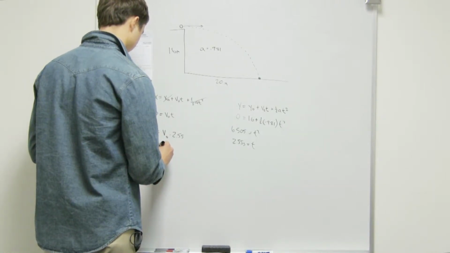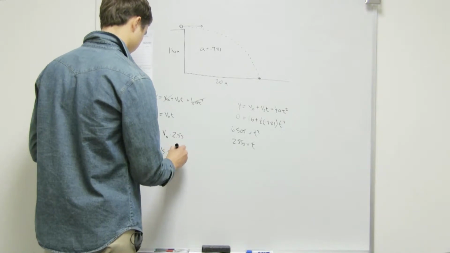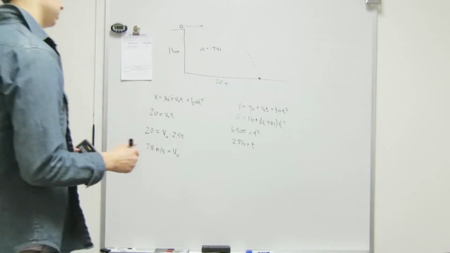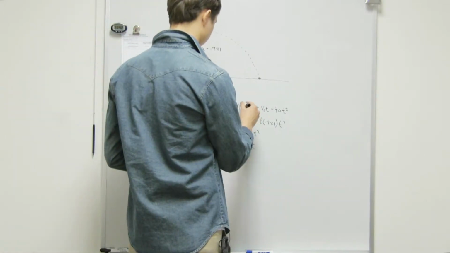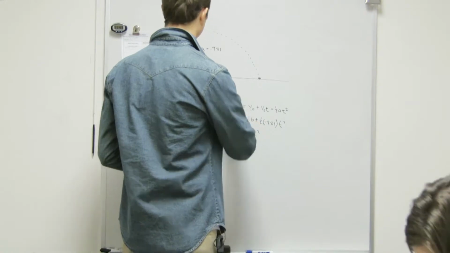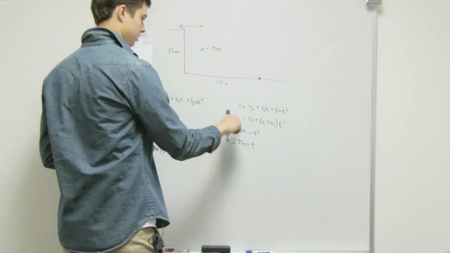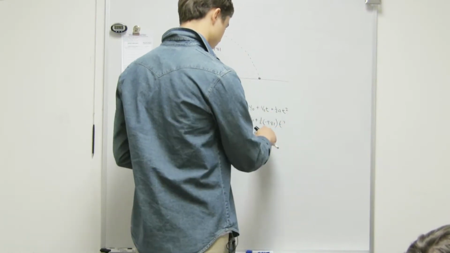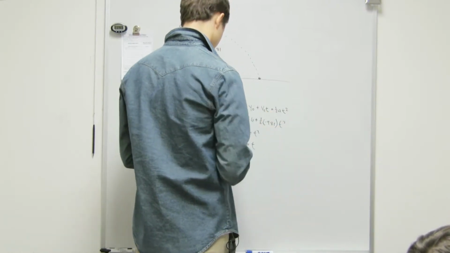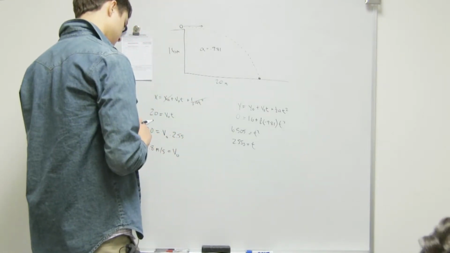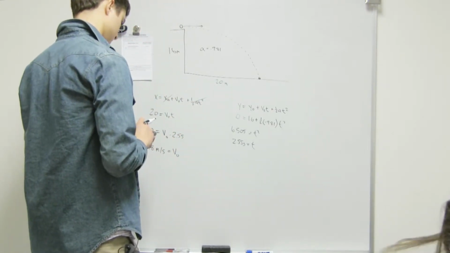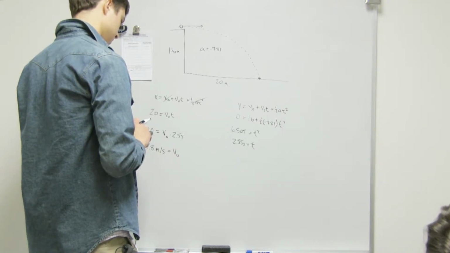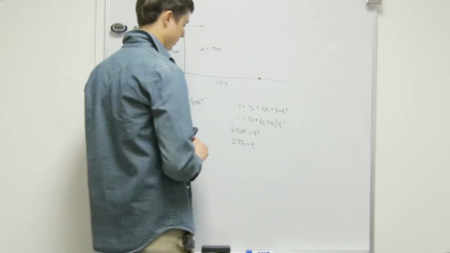Is that the answer? No. It's not? No, it's 35 meters per second. So where was my mistake? 1.6 meters. That's right? 1.6 meters? Yeah, that is right. 1/2 a t squared. Oh, I see. Yeah, I did this wrong here.